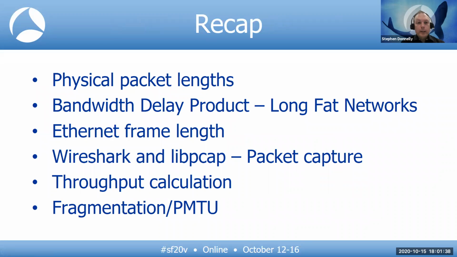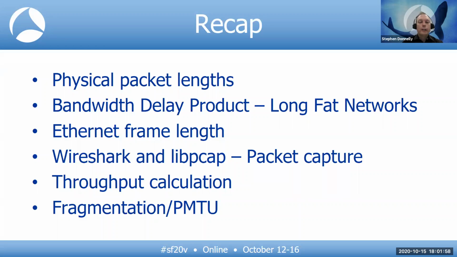Okay. So to recap, we talked about a few different things. We talked about the length of physical packets on the wire. We talked about bandwidth delay product, or what IETF refer to as long fat networks, and what that means for receiver size, receiver window. We talked about Ethernet frames.